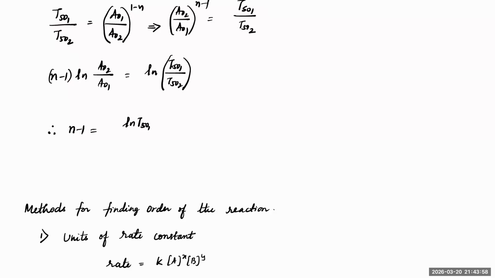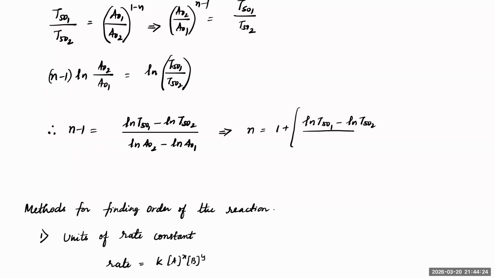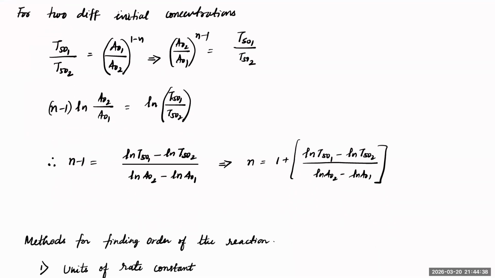So ln T51 minus ln T52 by ln A02 minus ln A01. So that implies the order calculation can be done like this: 1 plus this entire thing, ln T51 minus ln T52 by ln A02 minus ln A01. So that will be the nth order kinetics.